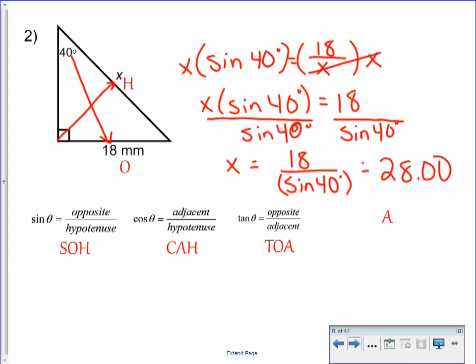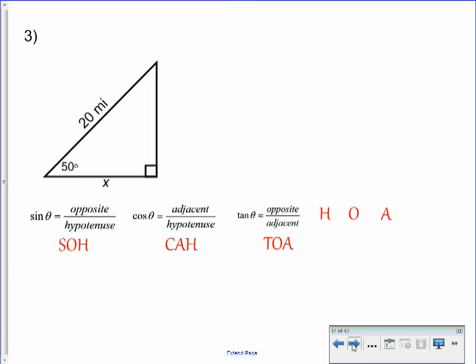Why is it trigonometry? So anything that has to do with triangles, we learn about in geometry. I hate trigonometry.